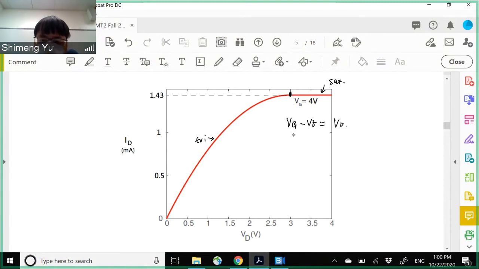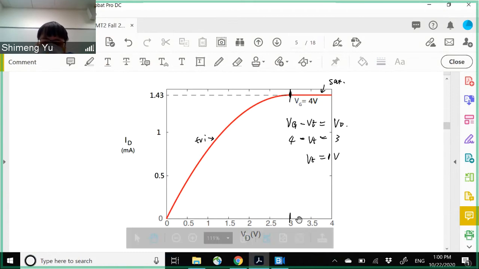So Vg here is 4 volts minus Vt equals Vd. What is Vd? Vd is here, this one is what? 3. So Vt will be 1 volt. All right.